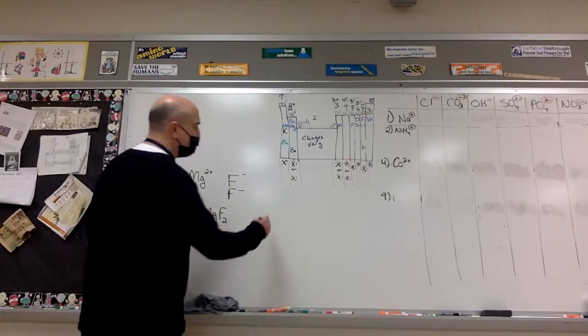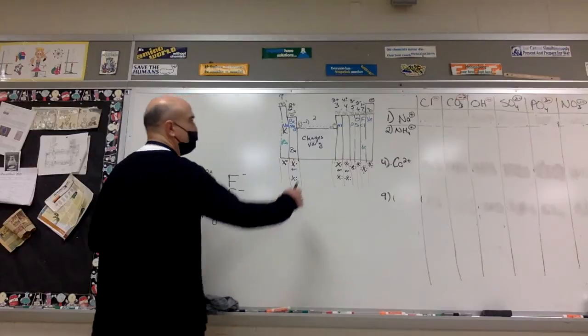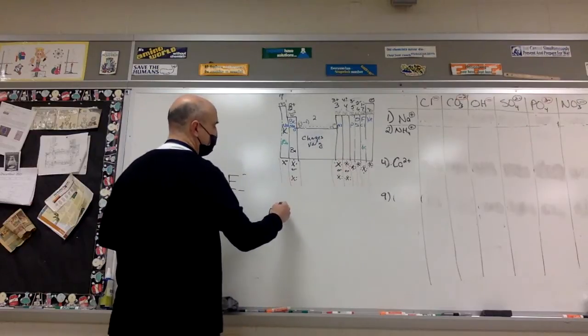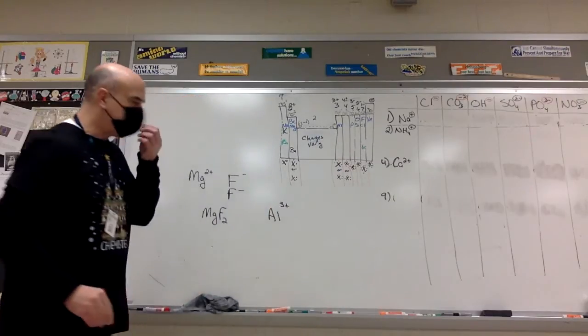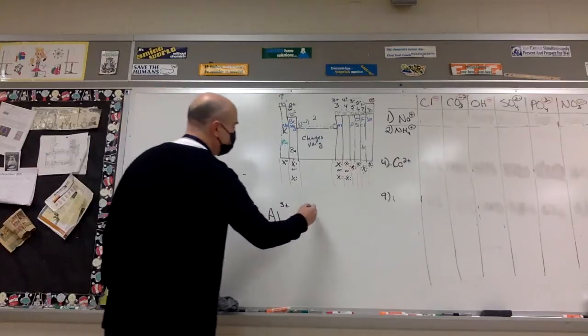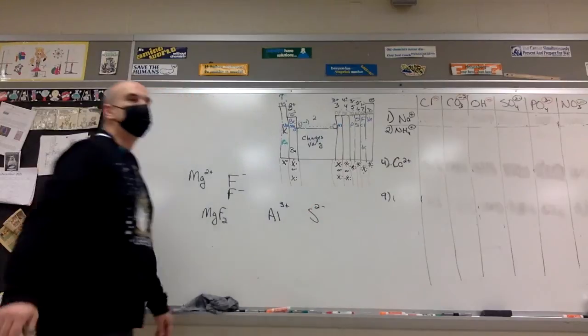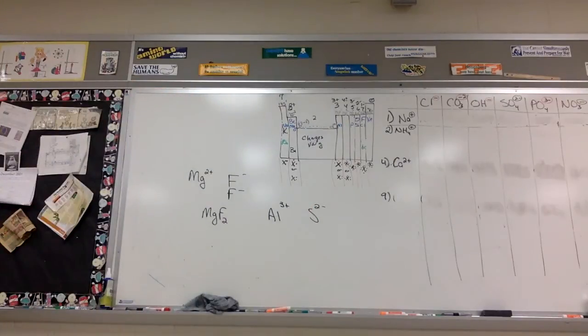What if I have something like aluminum, which comes from this column, and that's going to bond with sulfide, which is 2 minus. What ratio would they have to come together?